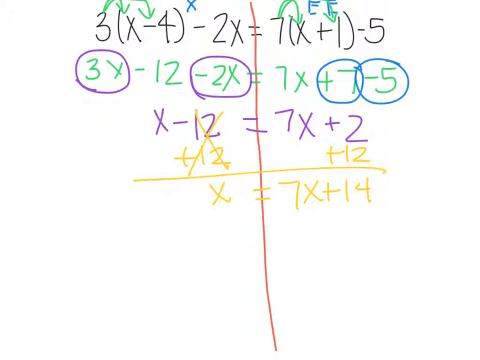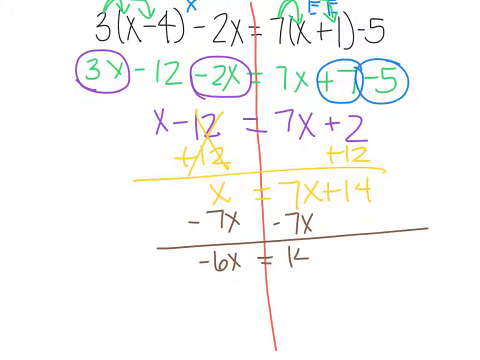And then I need to move some other things around because everything with an x should be over here. This 7x is out of place then. So I need to move this 7x to the left side. To do that, I need to subtract 7x from the right. If I do it to the right, I have to do it to the left. X minus 7x is negative 6x equals 14.